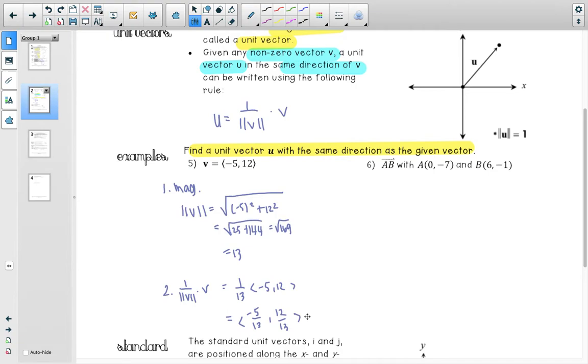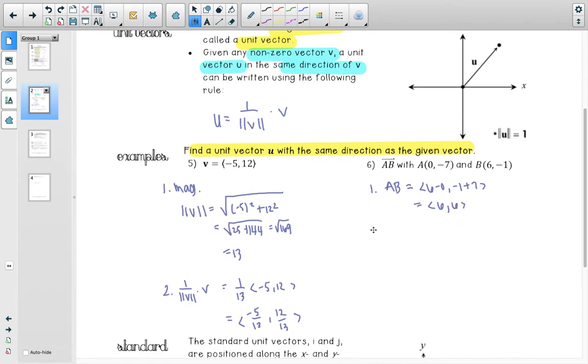Okay, so the next one is in a different form, and that's okay, and it gives you 2 points. So you're going to do all the same thing. Let's just figure out what the vector form of AB would be first. To do that, you do 6 minus 0, and then negative 1 minus 7, negative 7, which is adding. So we get the vector of 6 and 6.